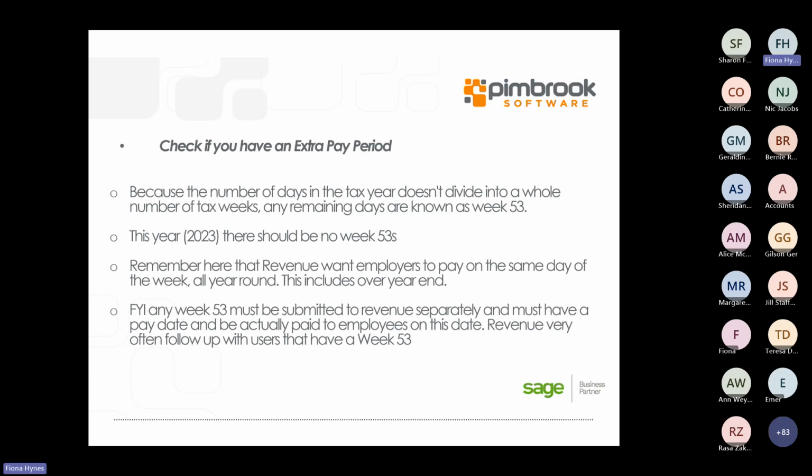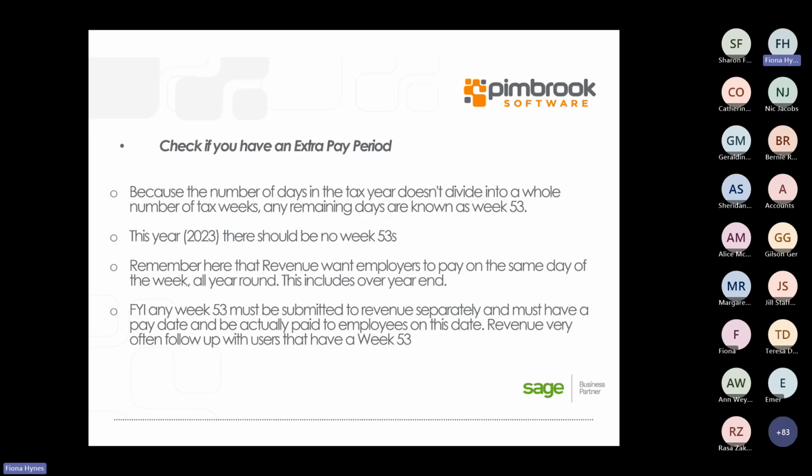So next, we'll just have a look, as we usually do, to see if you have an extra pay date in 23. The extra pay date, or the week 53, happens because the number of days in the tax year doesn't divide into a whole number of tax weeks, and that's what they call week 53. I'll start by saying that in 23, there should be nobody with a week 53. There should be no week 53s at all.